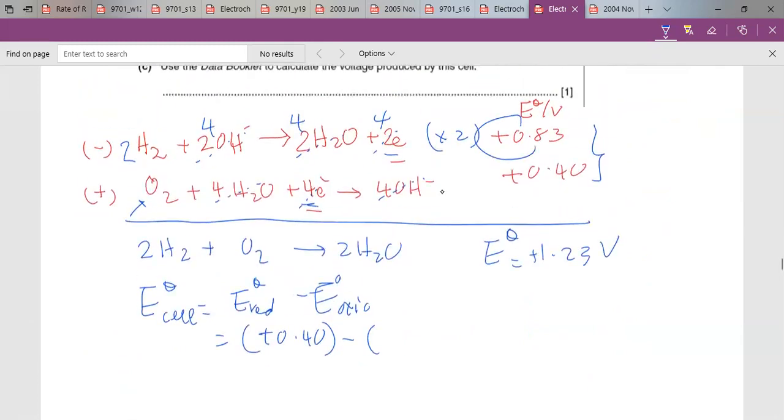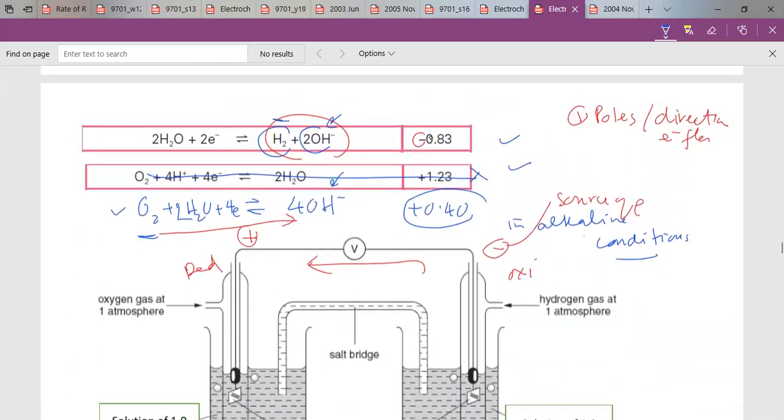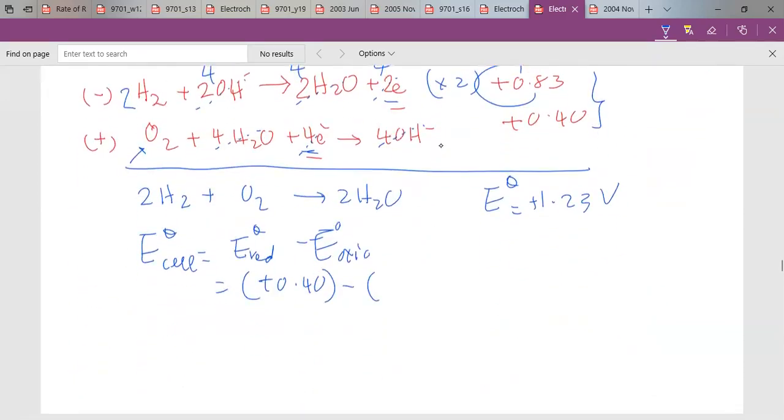See, I cannot use one. That's why I changed. Why? Because I changed the direction. Here was the original. Original is minus 0.83. Minus minus 0.83 means it will give you the same value, plus 0.83. So you get plus 1.23 volts. See that? Same. Fantastic, isn't it?